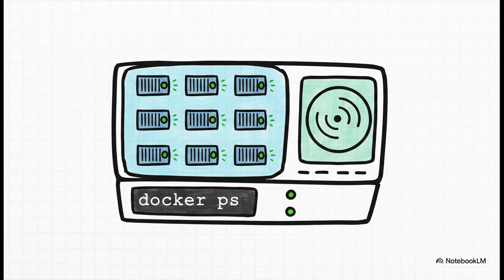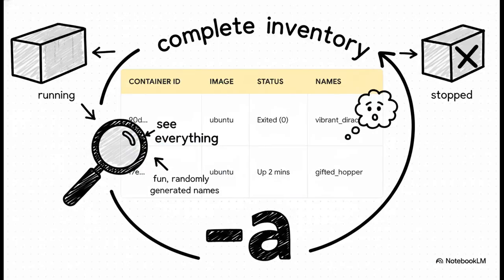Your number one tool for this is Docker PS. Just think of it as your mission control panel. It gives you a live, up-to-the-second look at all the containers that are currently running on your system. But what about the ones you've already stopped? Easy. To see everything, both running and stopped, you just add the A flag for all. And now you get a complete inventory.